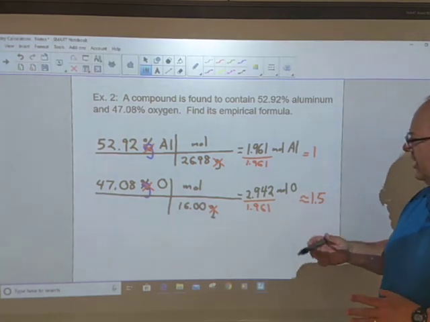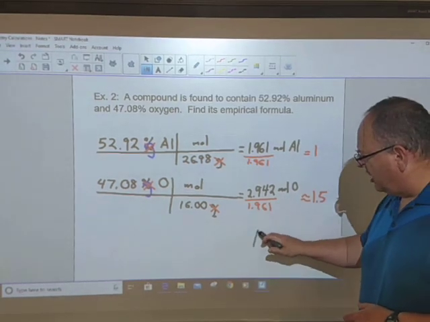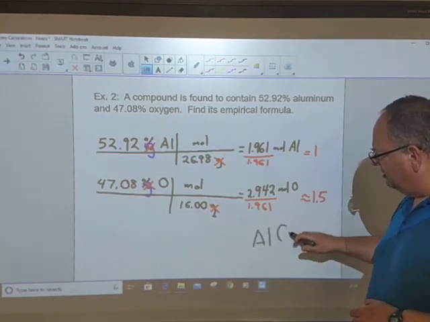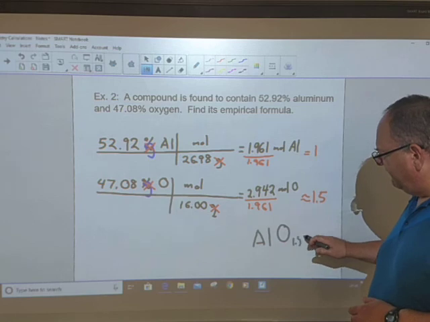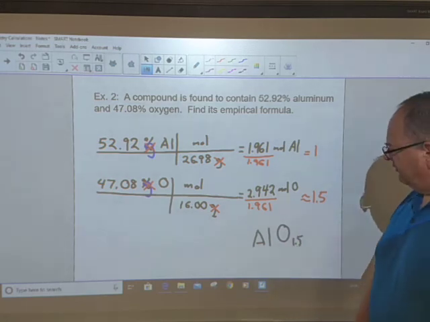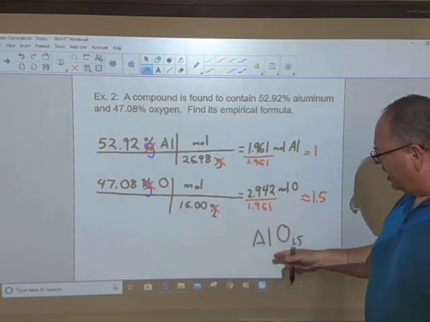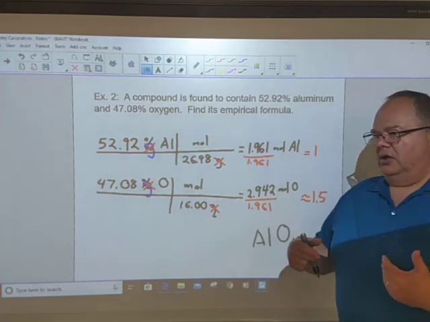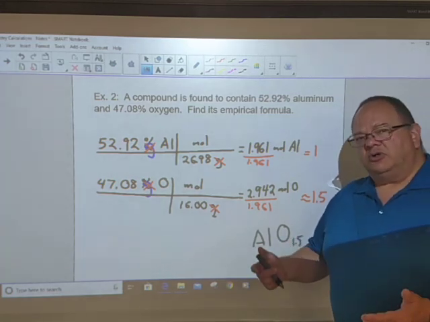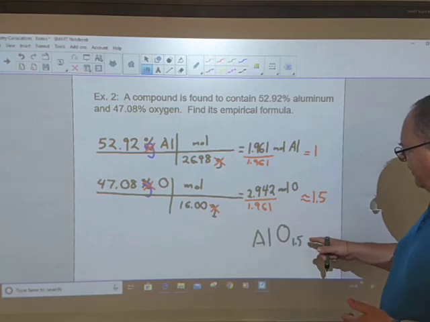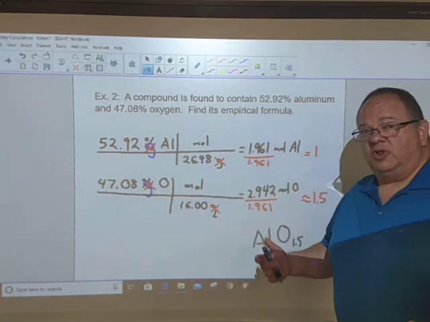So it's sort of like I have a ratio now where I say it's Al 1, O 1.5. And that's still not acceptable for a formula. How can I have a ratio 1 to 1.5? I want to turn that into a whole number ratio. If I've got a 0.5, let's double it.